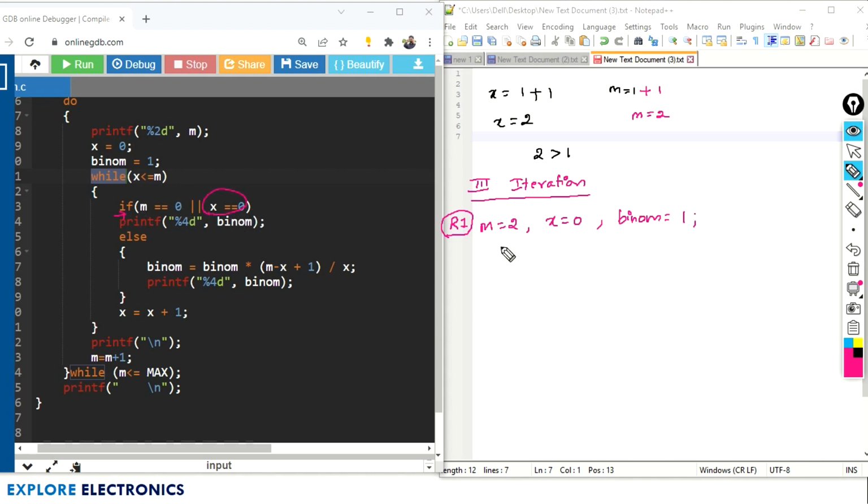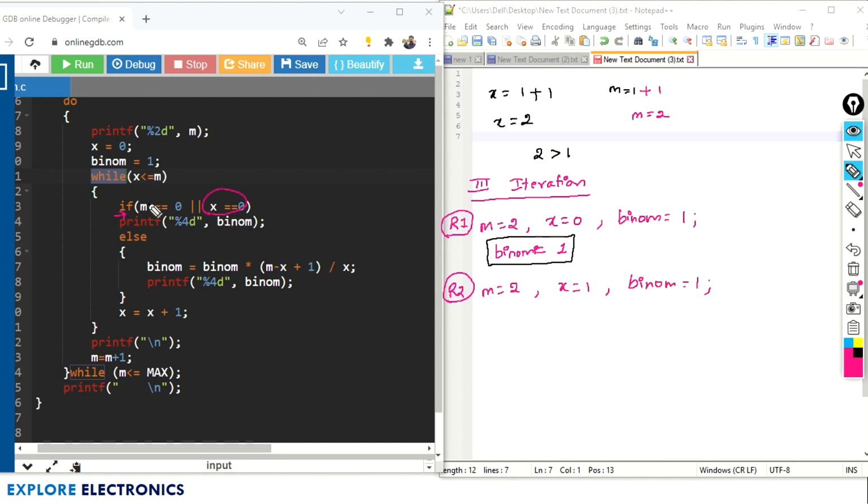So what is it printing? In round 1 we are having binomial as 1. Now after executing this print statement, it is going to increment x by 1. So now in round 2, m will be again 2, x is incremented to 1, and binomial, we had it as 1 only here.